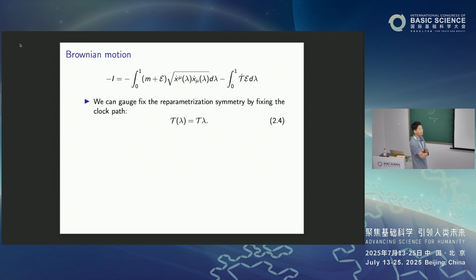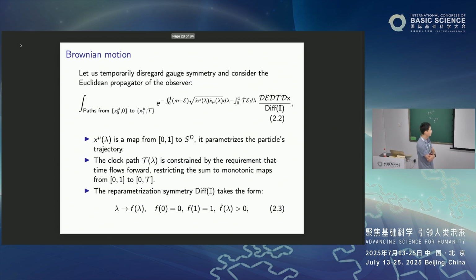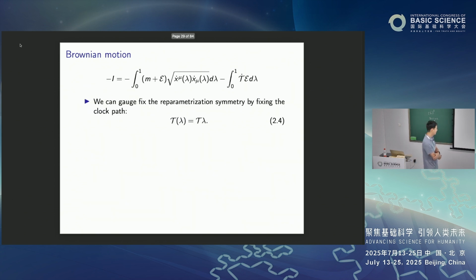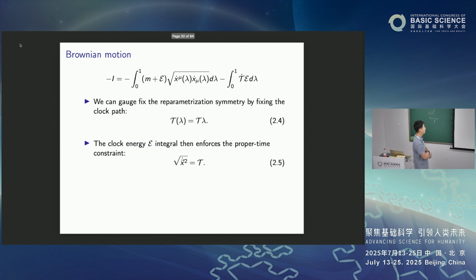We can gauge fix the reparametrization. Here we take it from minus infinity to infinity. Well, you will find later on it will become zero. So let's first gauge fix the reparametrization symmetry by fixing the clock path. That's what you can do.